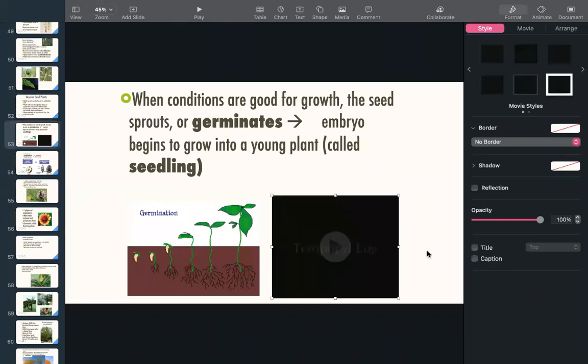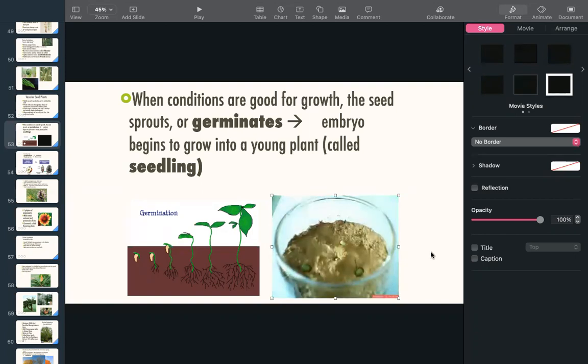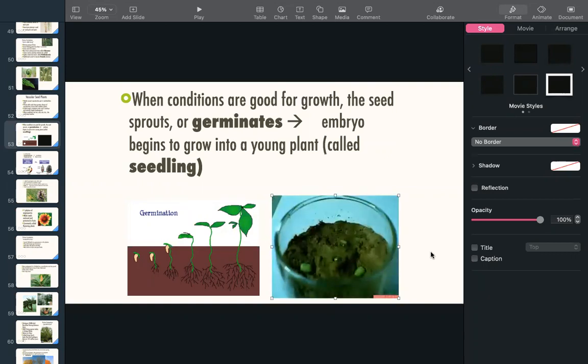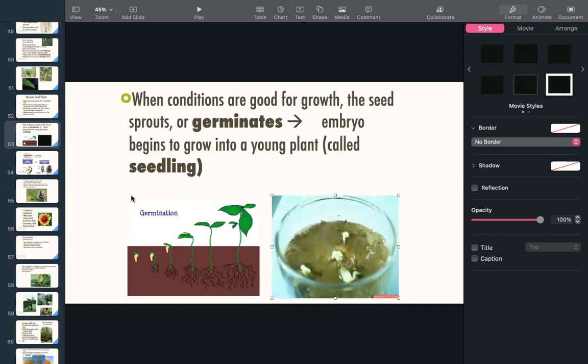So here we've got a little video showing germination of a seed into a seedling. So that's called germination.